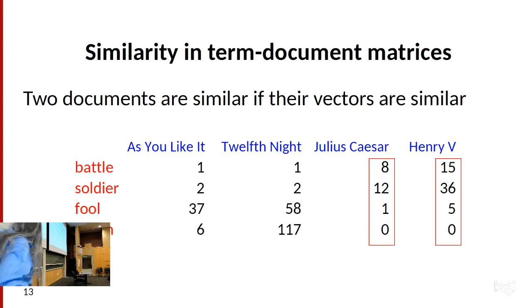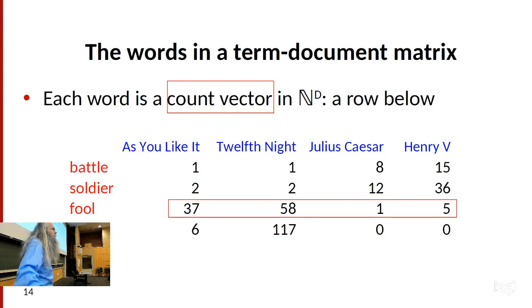So we can do this to look at whether the documents are similar, or we can look at whether the words are similar. If the words appear over a number of documents about the same number of times, we can say these words are somewhat similar. So in other words, fool and clown are more similar to each other than to battle and soldier, and these are separating out. So we can use the multiple plays to try to make decisions about whether these are similar words.